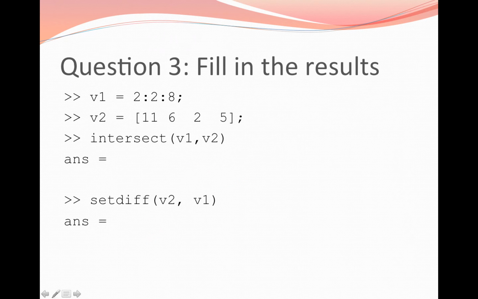Question number 3, fill in the results. So here are two vectors. V1 is 2:2:8. V2 is [11, 6, 2, 5]. What is the result of the expression intersect(V1, V2)? What is the result of the expression setdiff(V2, V1)?